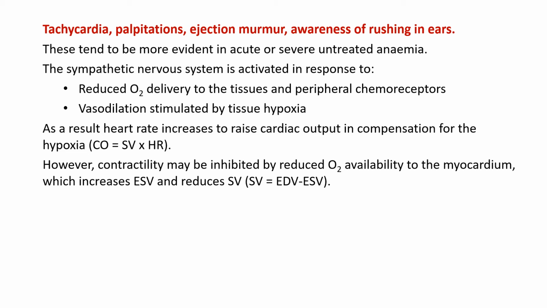If we inhibit contractility, remember, that will increase the amount of blood remaining in the chambers, in other words, end systolic volume. If we increase end systolic volume, remember, we reduce stroke volume. If we reduce stroke volume, that also will affect cardiac output. So in terms of our cardiac output equals stroke volume times heart rate, we've increased the heart rate. We may not manage to increase the stroke volume.